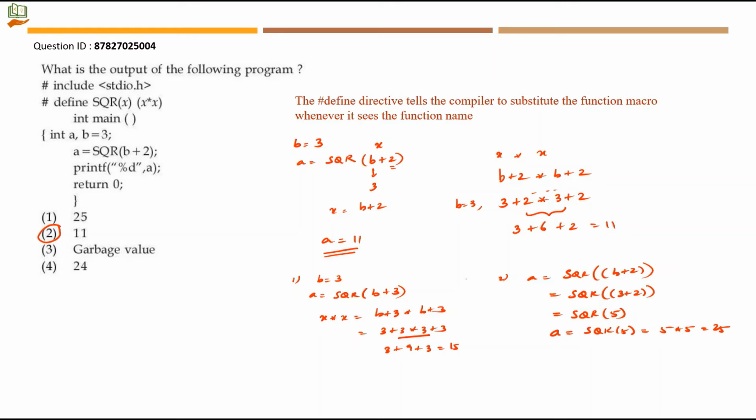So usually we make this mistake. Only when it is included in the bracket, you can first sum it up and then go with the function definition. But when it is used without brackets, when it is just plainly given as b plus 2, you have to go for this kind of computation.